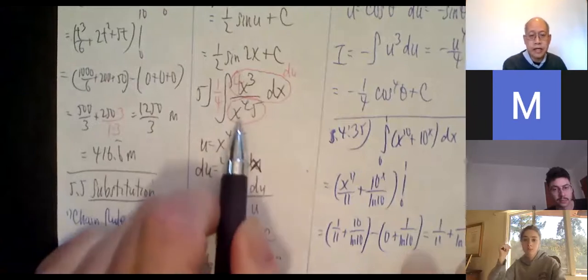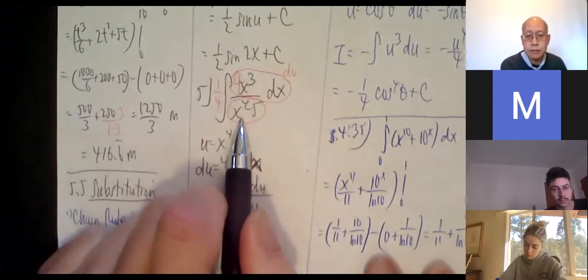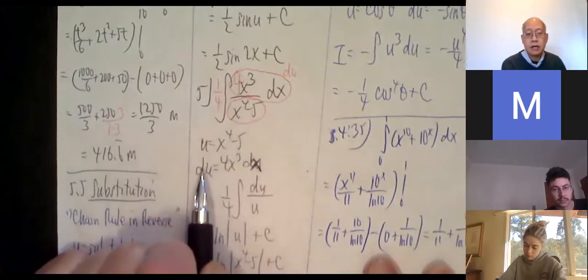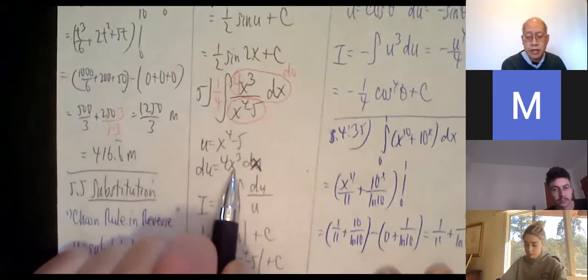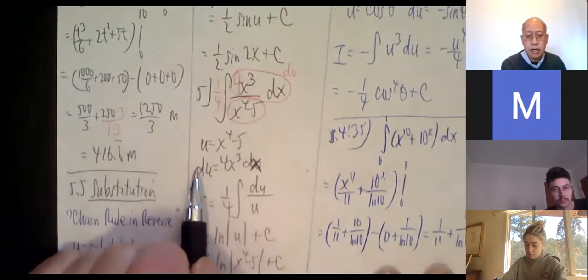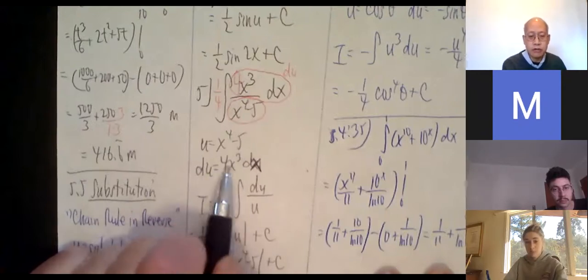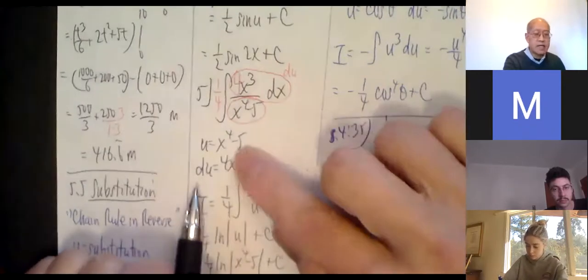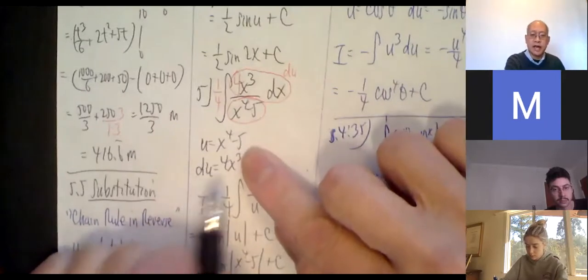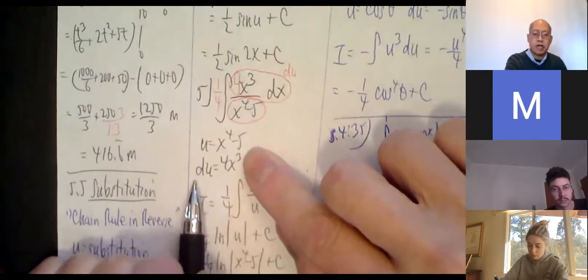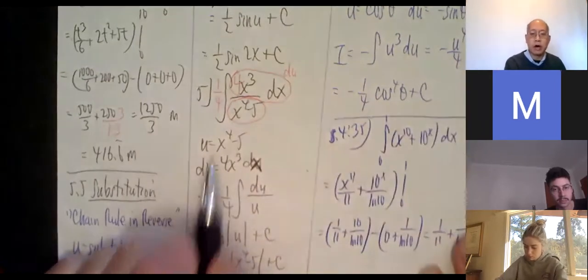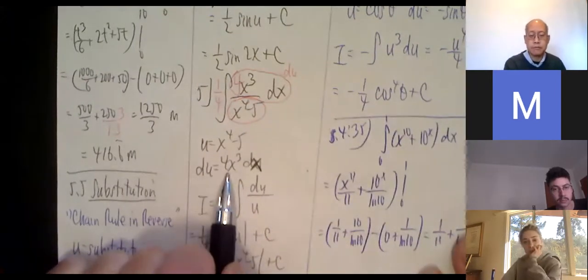Okay, so let u be x to the 4th minus 5. The derivative of x to the 4th minus 5 is 4x cubed dx. And again, notice the notation. Just write du equals the derivative dx. The Leibniz notation would have been du/dx equals 4x cubed. Multiply both sides by dx, and it looks like this. So we're always going to write it like this from now on.